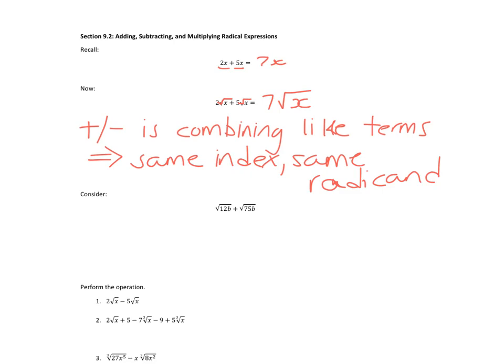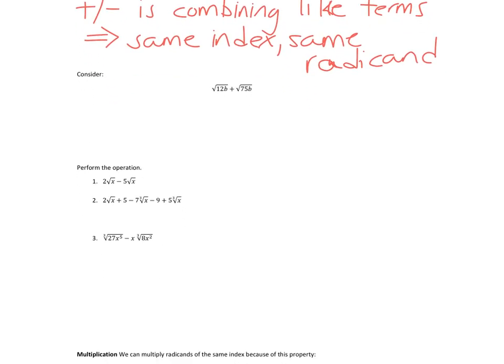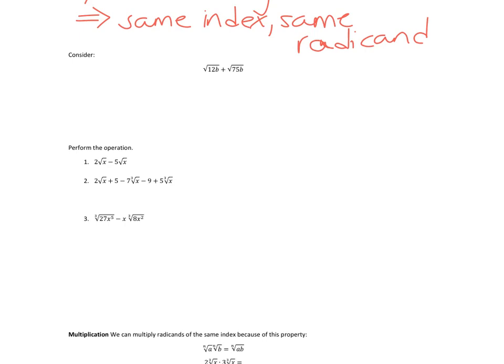They want us to add the square root of 12b plus the square root of 75b, and our radicands are definitely different, right? So our first step is to always simplify completely. Okay, so let's simplify first.